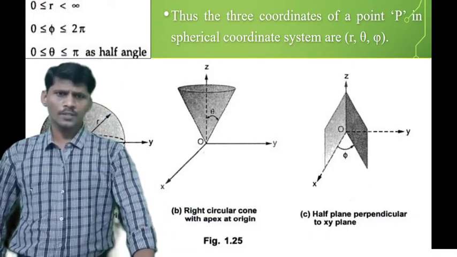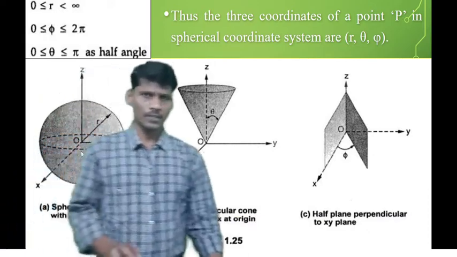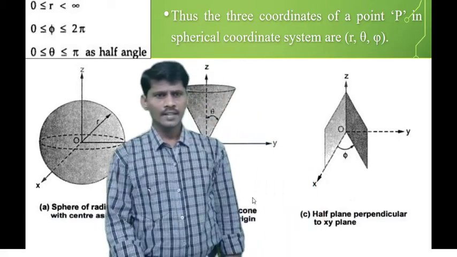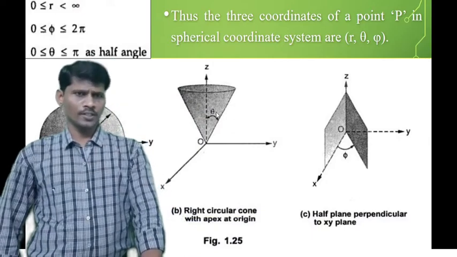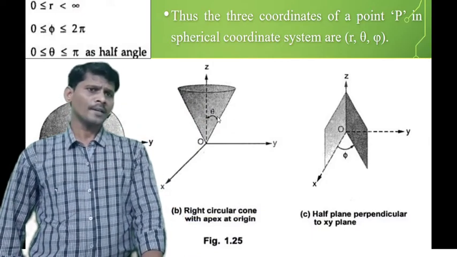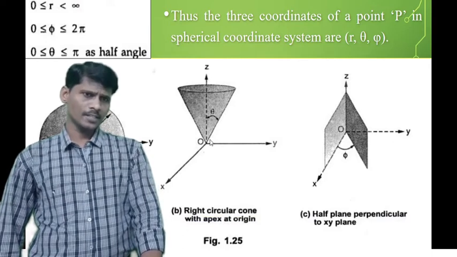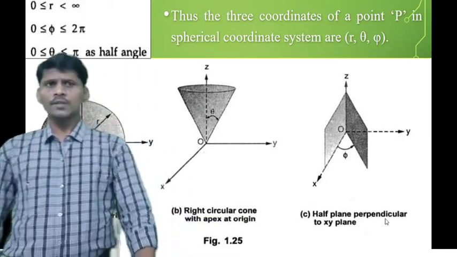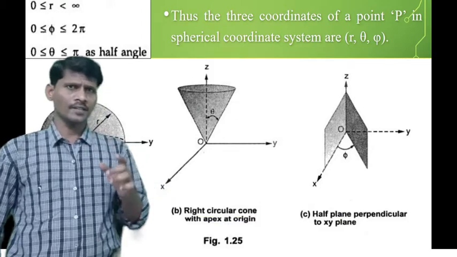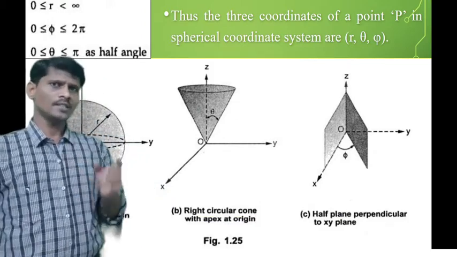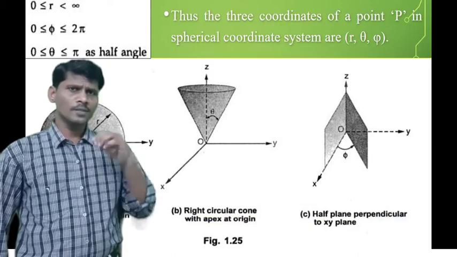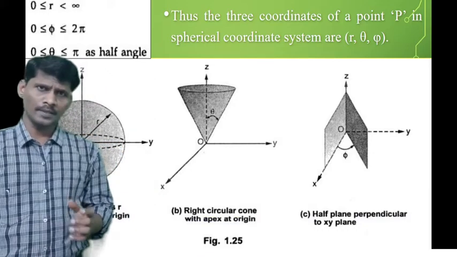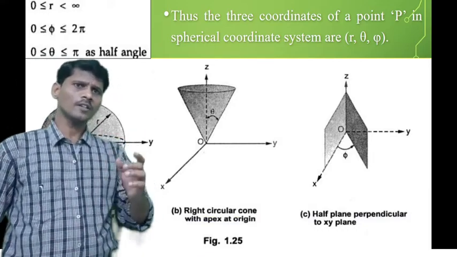So this is the sphere of radius r with center as origin, and this is the right circular cone with apex at origin, and this is the off angle. That off angle theta rotates about the z-axis, and this is the half plane perpendicular to the xy plane. So consider the point P in the region. That point P is the intersection of the three surfaces, that is the sphere of radius r, the right circular cone, and the half plane perpendicular to the xy plane. So that point P is P of r comma theta comma phi.